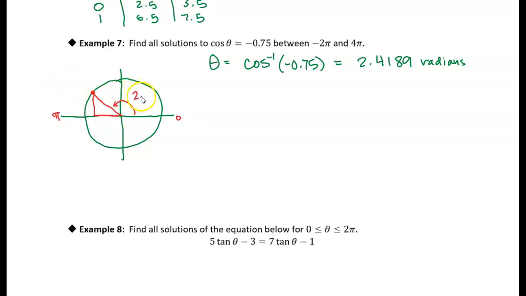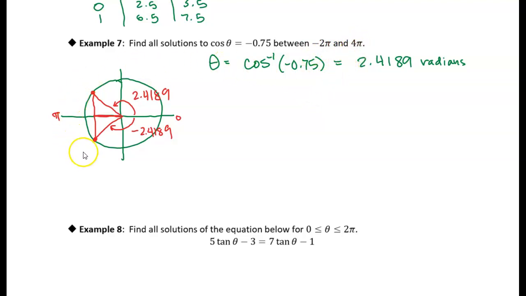This angle is 2.4189. Okay. Now we have another solution down here. If we just drop down here, we can see our other solution. It has the same cosine value of negative 0.75, right? Because the x distance here is 0.75. Now, what is that angle? So one way we can do it is just look at, well, this angle here is a negative 2.4189. Okay, and actually that's one of our solutions, right? Because I think that's going to be between negative 2 pi and 4 pi.